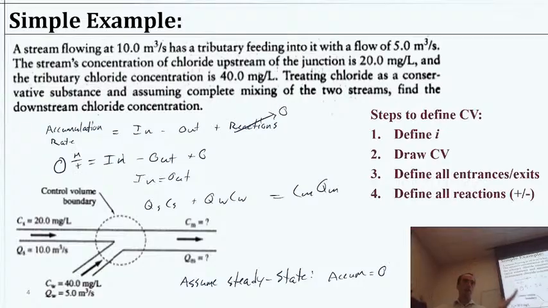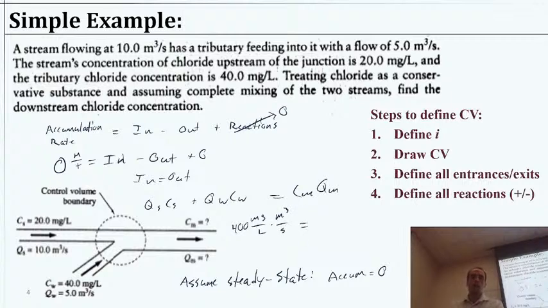So the units still need to come out to mass per time. Now, if we put in these numbers, we have 20 times 10 and then 5 times 40. Both of those come to 200 each, so that becomes 400 milligrams per liter times cubic meters per second on the left-hand side.